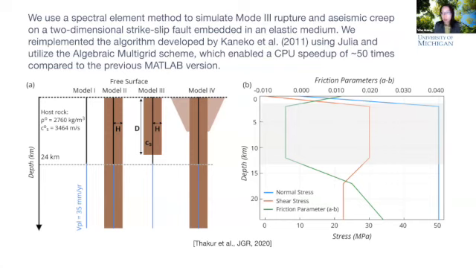Here we are using a spectral element method to simulate a mode 3 rupture and aseismic creep on a two-dimensional stress-free fault embedded in an elastic medium. Essentially, this is a simplified version of an earthquake on the San Andreas fault. We also re-implemented the algorithm developed by Kaneko et al. in 2011 using the Julia language and also an algebraic multigrid scheme. So now we have a CPU speedup of about 50 times compared to the previous MATLAB version.